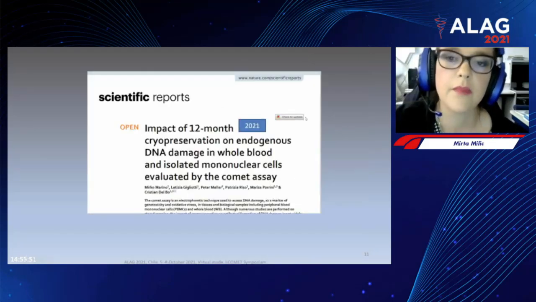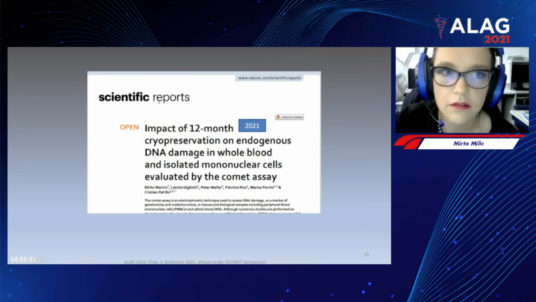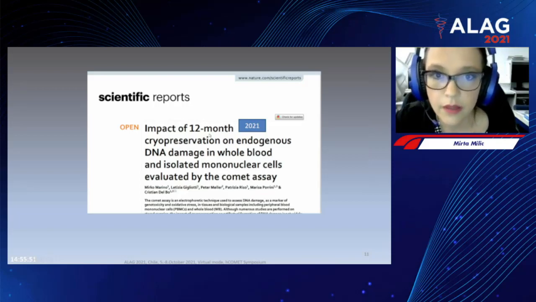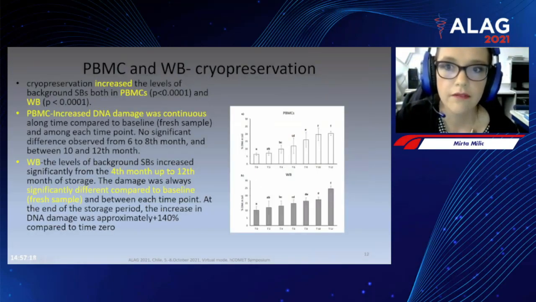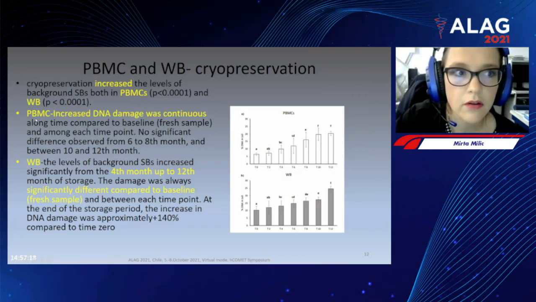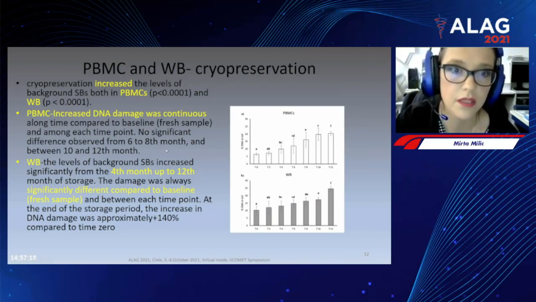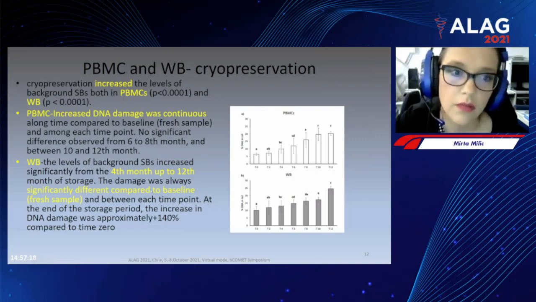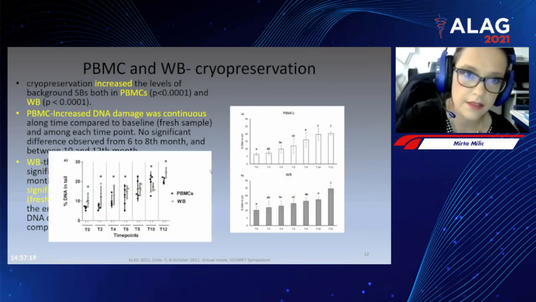And to conclude this part on cryopreservation, in 2021 scientists from our group published in Scientific Reports the results of the impact of 12-month cryopreservation on endogenous DNA damage. When they compared PBMC and white blood cells, they found increased DNA damage, and that it was continuous. In PBMC it started from 6 months up to 12 months, and in whole blood from 4 months up to 12 months, compared with the baseline levels.